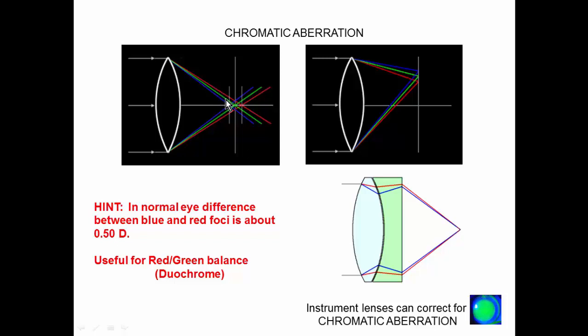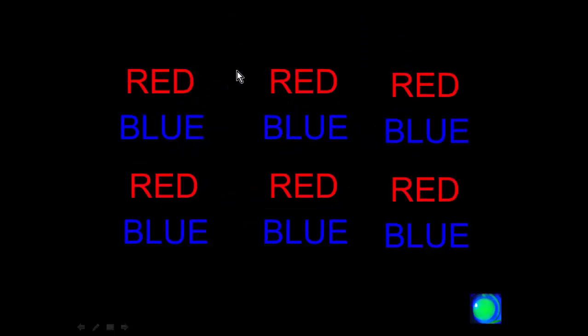Here's chromatic aberration, where you don't have the shorter and longer wavelengths focusing at the same place. Most of your really good quality ophthalmic lenses are not single lenses, but they're doublets or even triplets, to try to reduce the amount of spherical, in this case chromatic, aberration. You can't eliminate it completely. The duochrome test takes advantage of that.